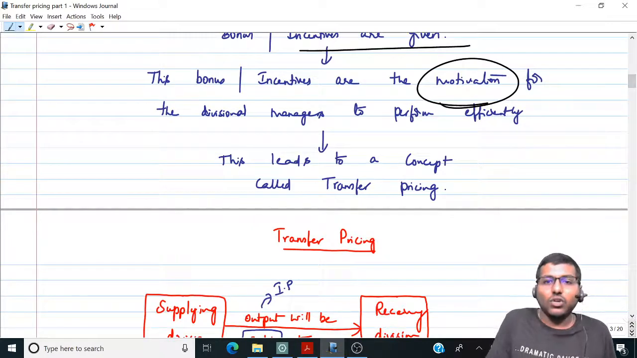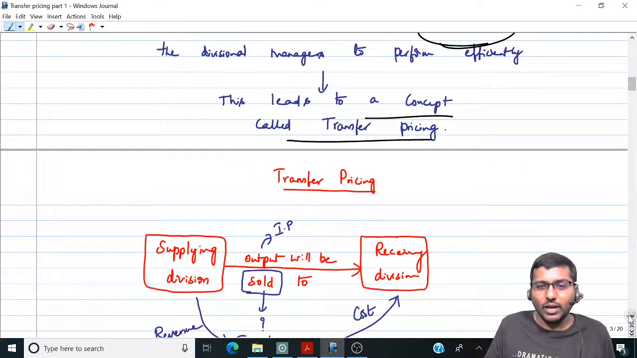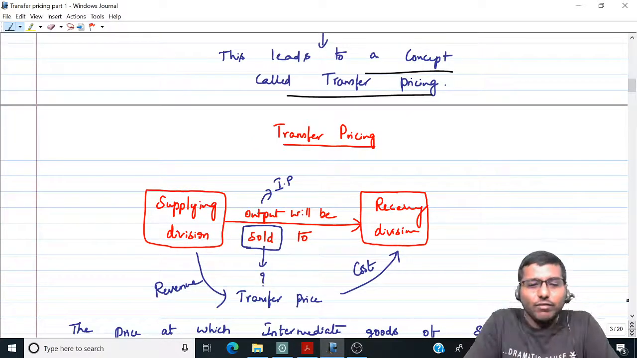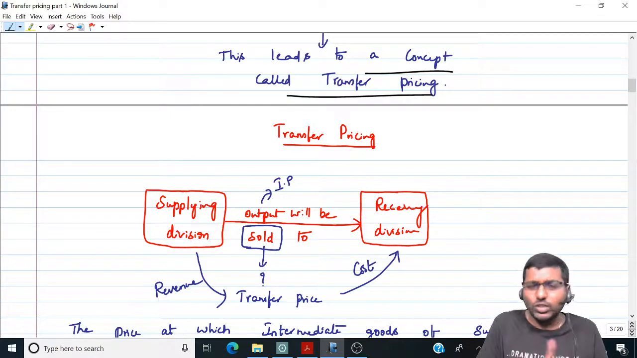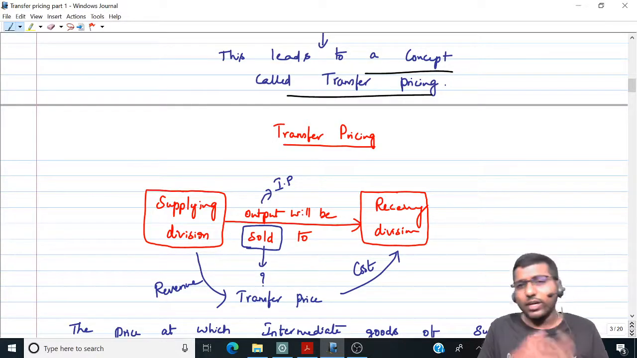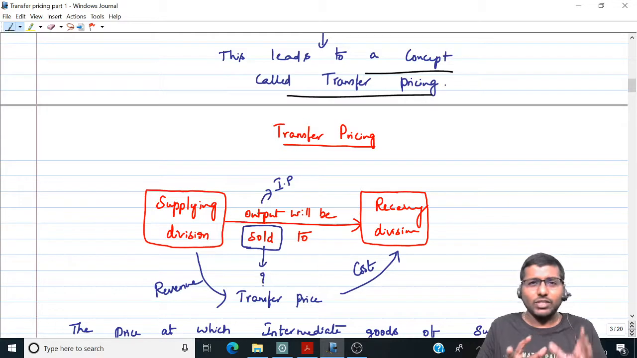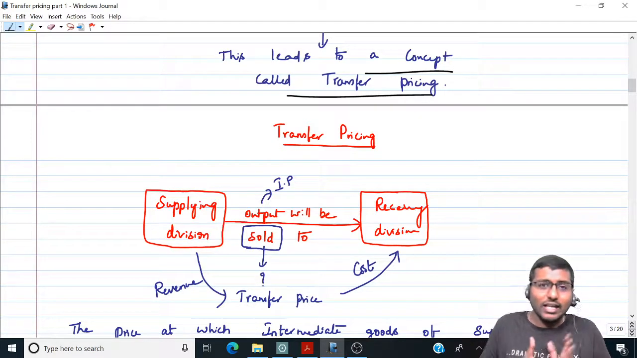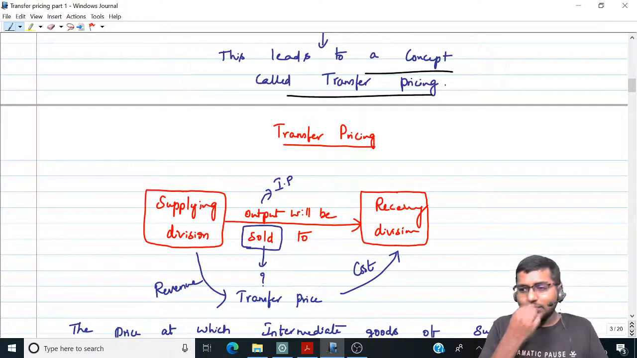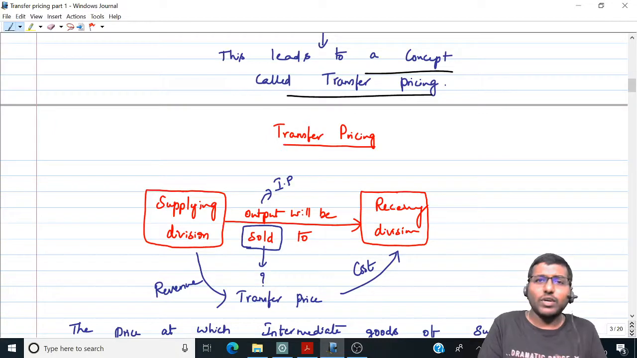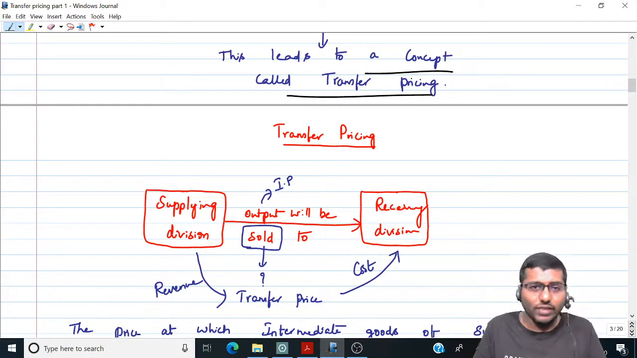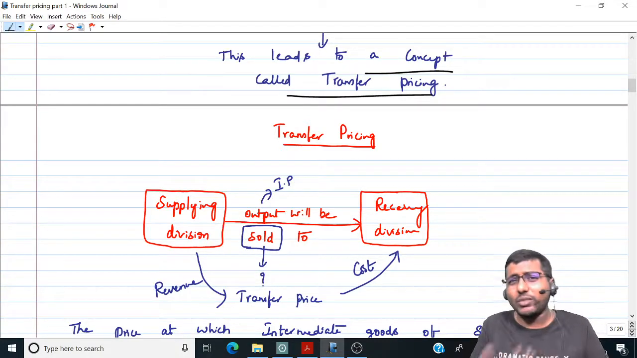This actually led to the concept of transfer pricing. Why? How will you measure their performance? If you want to measure their performance, it will be mostly based on profit, correct? How will you get profit? Now, let's presume that the supply division doesn't sell to outside, which means it will sell internally only. In that case, because it is within the company, it cannot sell at a selling price, right? It will just transfer at cost. In that case, you cannot calculate profit, correct? Which means you cannot measure the performance.